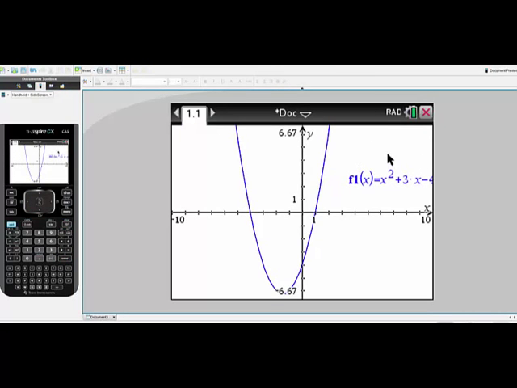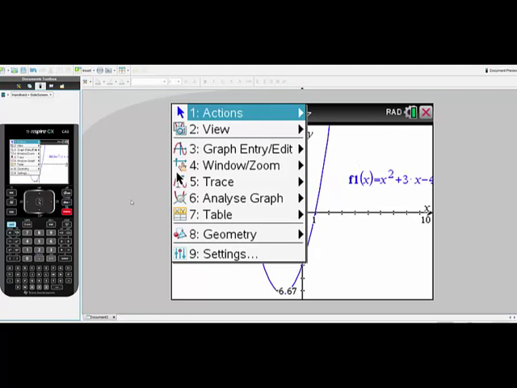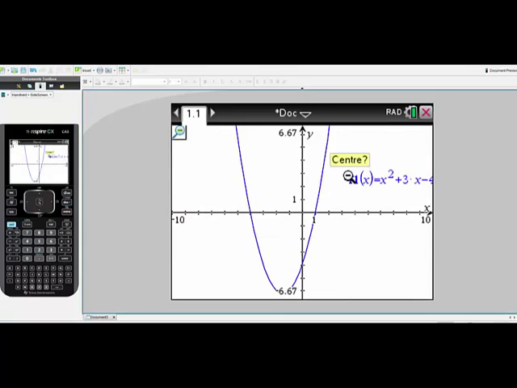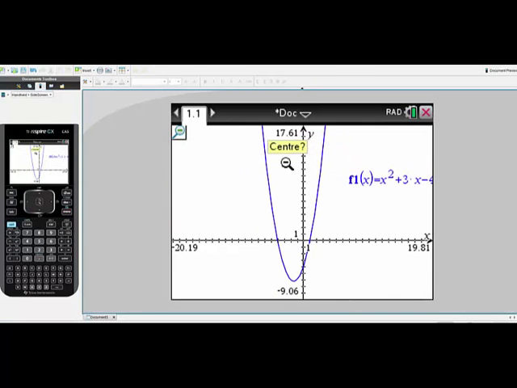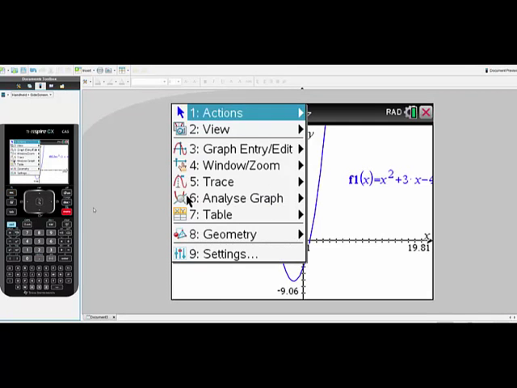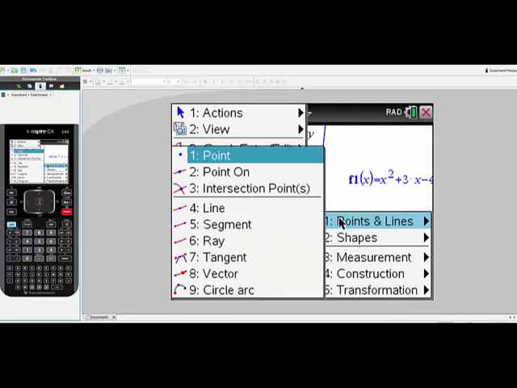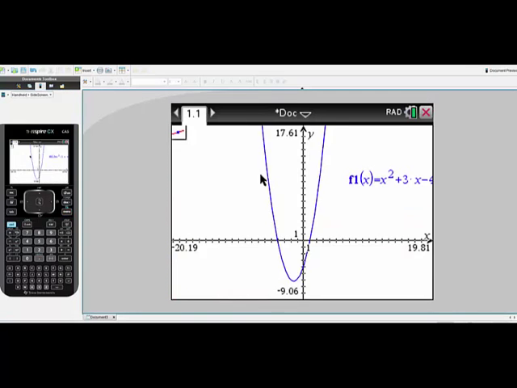I'm going to zoom out a little bit, just one time. Zoom out. There we go. Click somewhere in the center. Click escape to go out of this zoom mode. I'm going to plot a point: geometry, points and lines, points on.